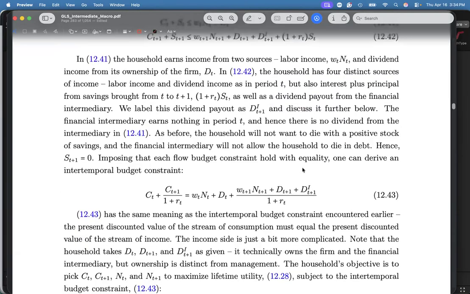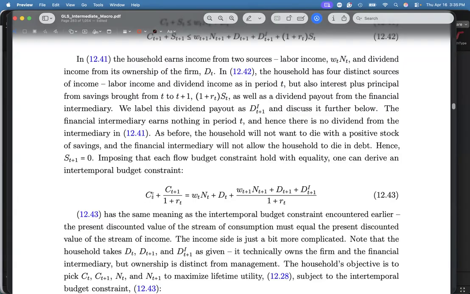Okay, next. Again, S_t+1 is 0. We've confirmed that. Don't need to belabor it anymore. Imposing that each flow budget constraint holds with equality, one can derive the intertemporal budget constraint. So again, I invite you, go back to chapter 9, chapter 10. If you have not derived the intertemporal budget constraint, you must do it. This is just the same thing.